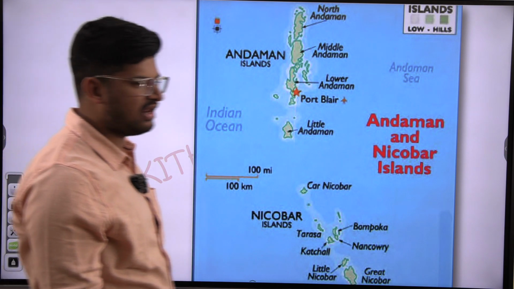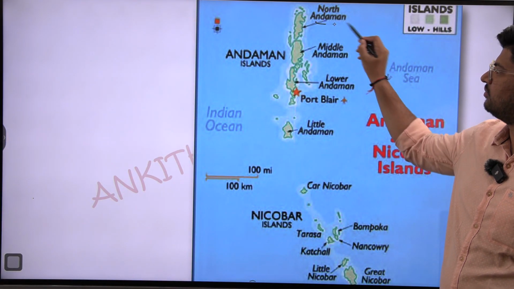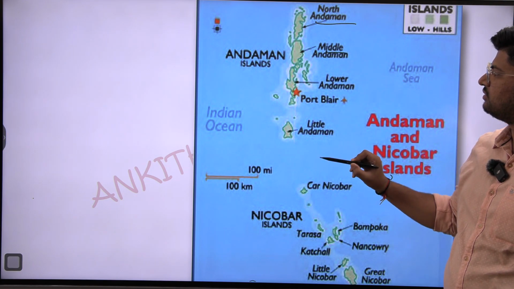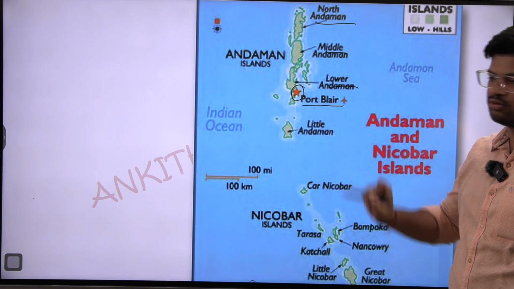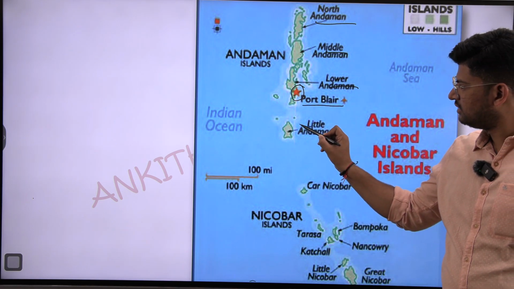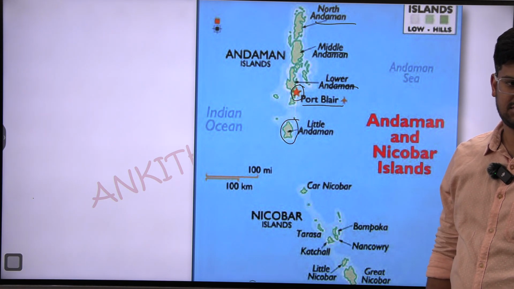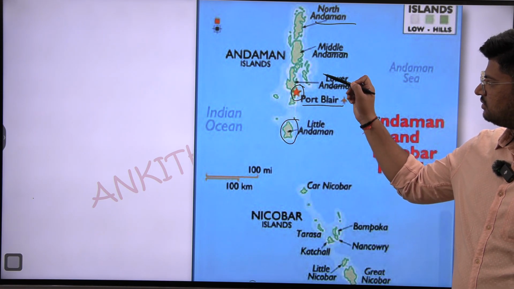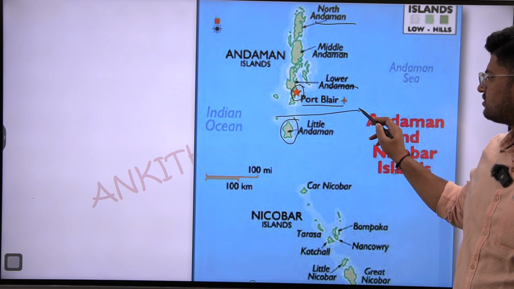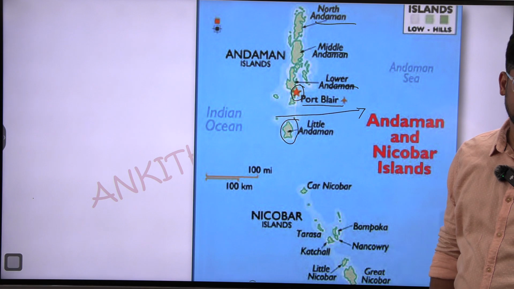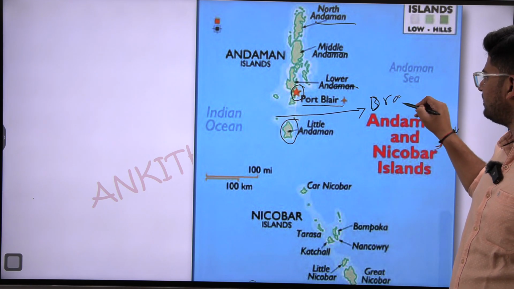And look at the group of islands here also. Within Andaman, what you can see is North Andaman, Middle Andaman, Lower Andaman. Here you have the capital city of Andaman, that is Port Blair, and then you have Little Andaman. This Lower Andaman and Little Andaman are separated by a passage called the Duncan Passage.